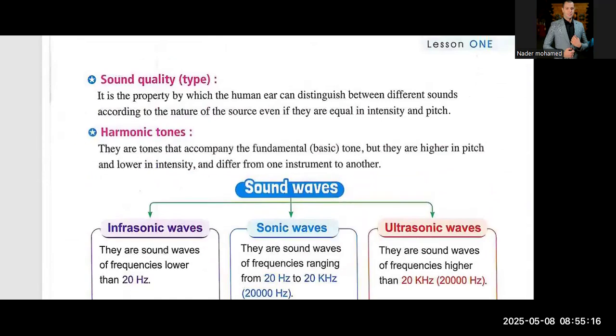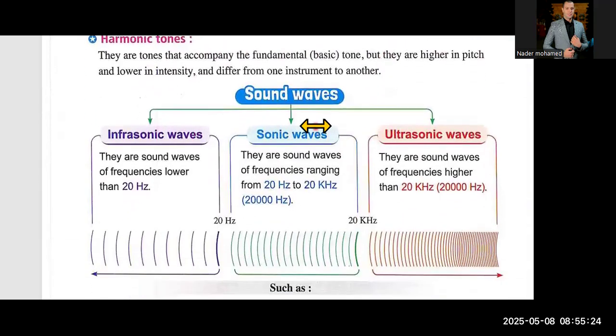Sound quality is the property by which the human ear distinguishes between sounds according to the nature of sound, even if they are equal in intensity and pitch. Sound waves can be differentiated into three types: infrasonic, lower than 20 hertz; ultrasonic, higher than 20 kilohertz, or 20,000 hertz; and audible sound waves, located between 20 hertz and 20 kilohertz.